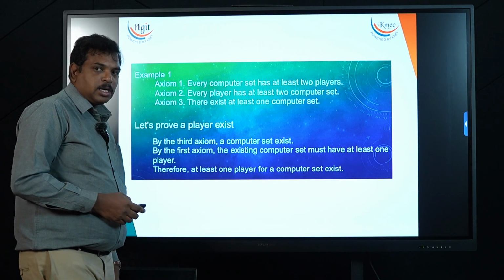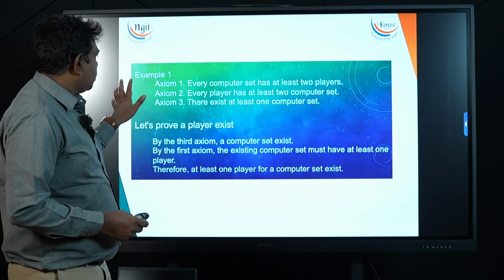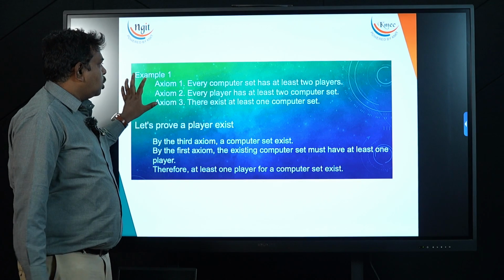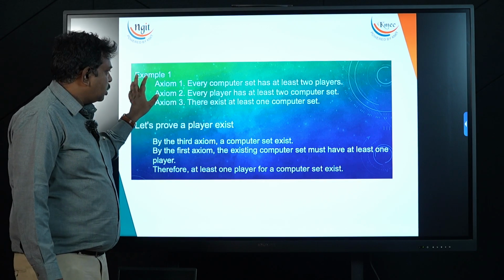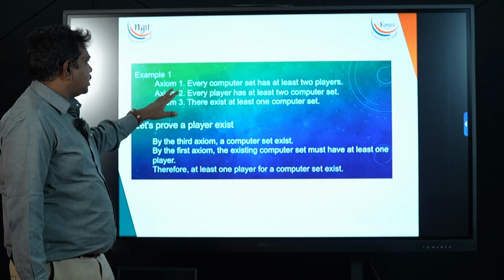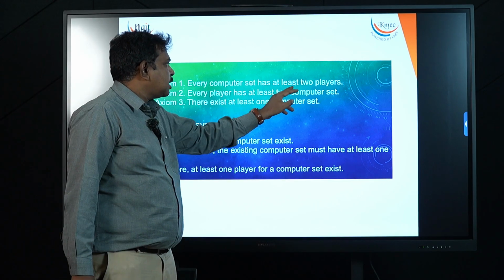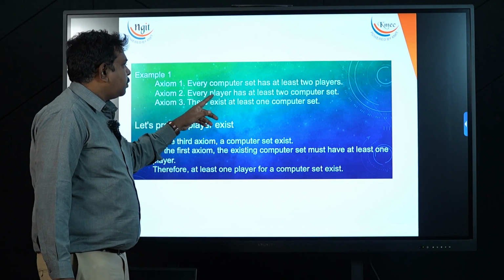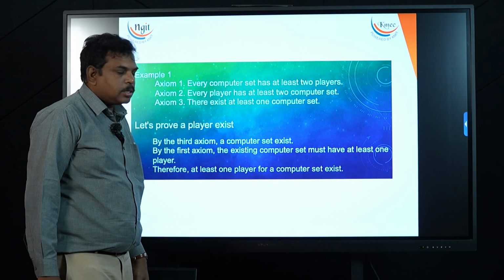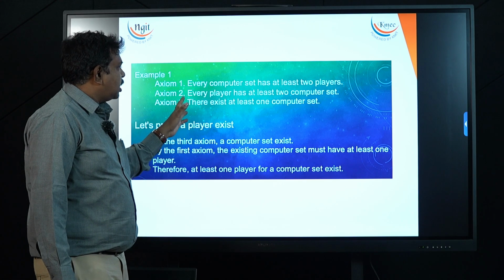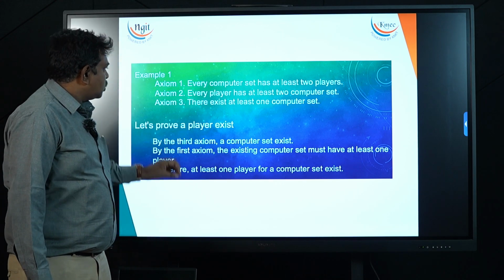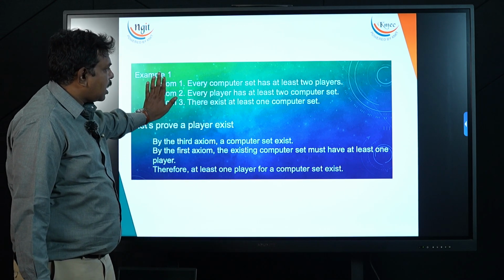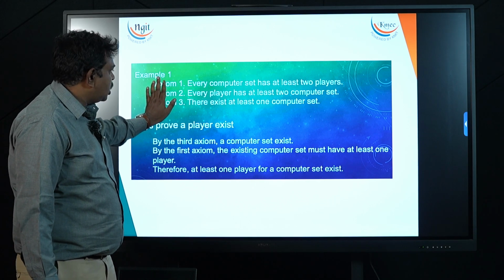We take axioms, self-evident truths, one by one, and we apply the rules to prove our theorems. A small example: let us say I have three axioms in my system. These are three true things which don't require a proof. Axiom 1 says that every computer set has at least 2 players. Axiom 2 says that every player has at least 2 computer sets. Axiom 3 says that there exists at least 1 computer set. So these are three self-evident truths I have in my knowledge system.